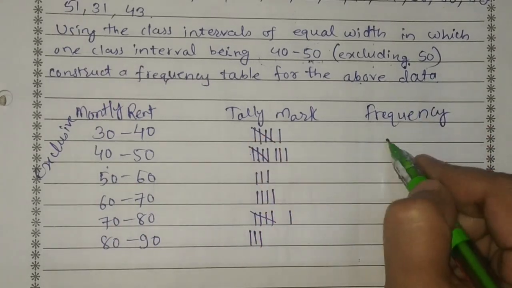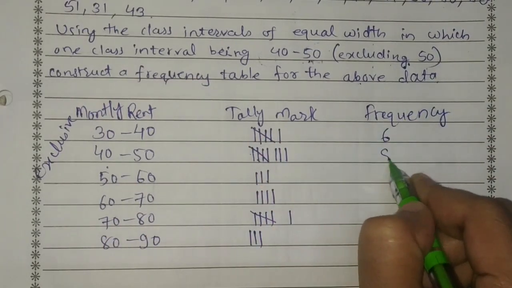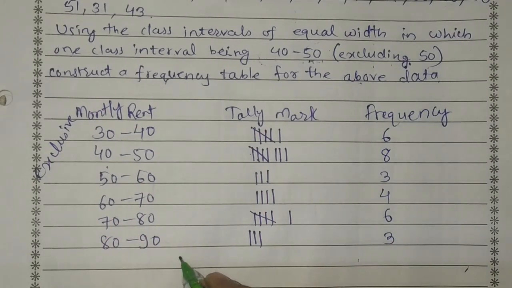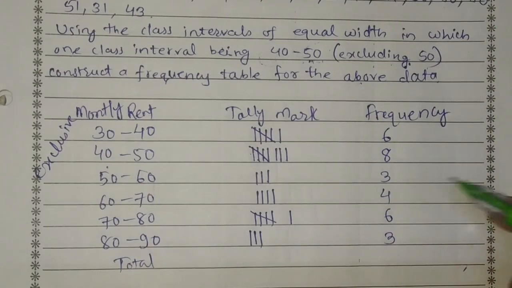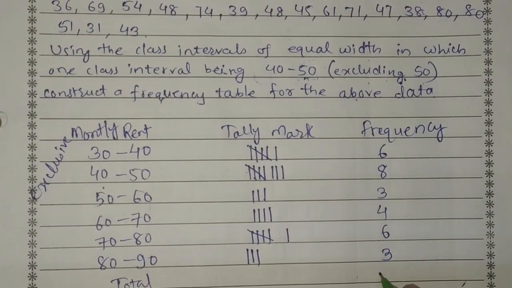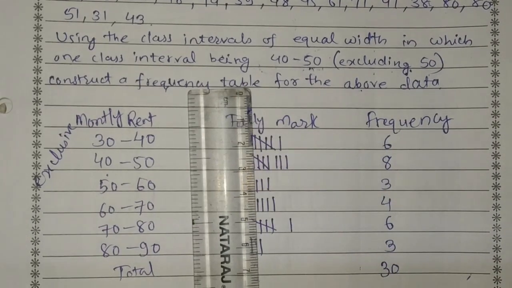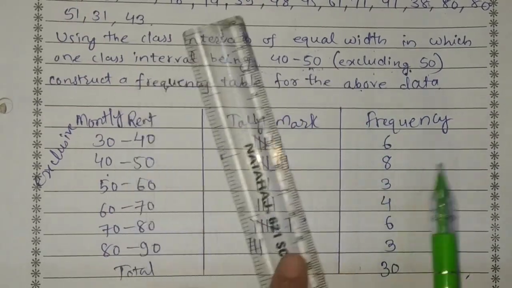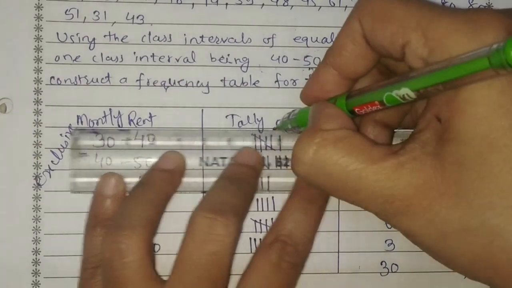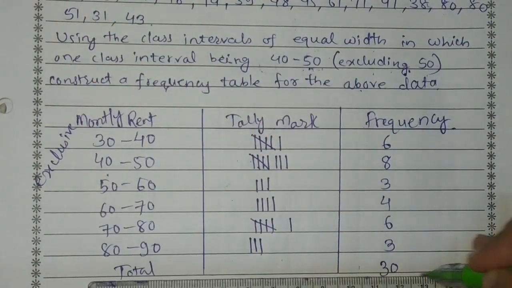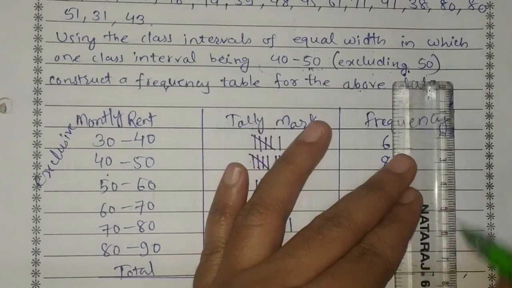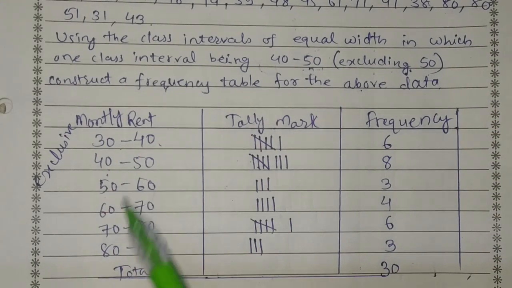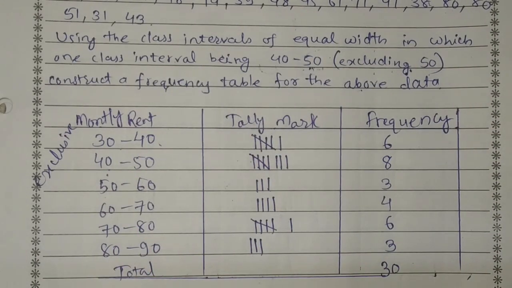So here 5 plus 1 will get a 6. Then here 5 plus 3 will get an 8. Then 3. Then 4. 6 and this 3. So the total is going to be here. If you do the total, it will come to 30. So these are the monthly rents, and we have made an exclusive frequency distribution, in which only the lower limit is going to be included, and we will not include the upper limit. The upper limit will be included in the next class interval, like 30 to 40. So 40 will be included in the next interval, like here. Hope you have understood it. Thank you.